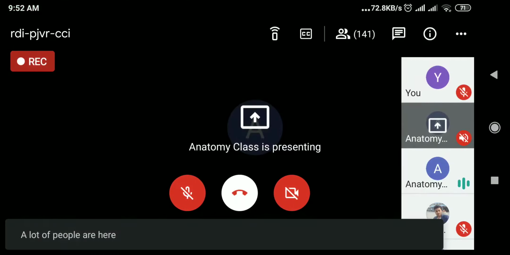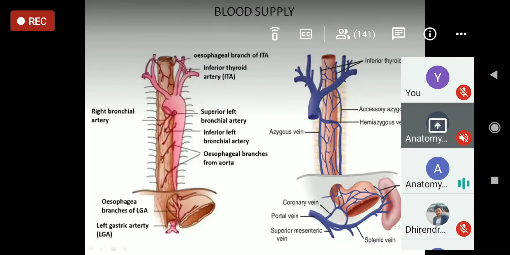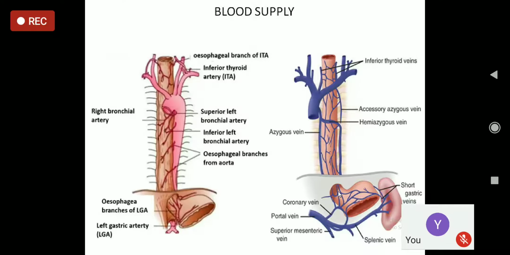anastomosing with the portal vein. So this is one of the sites of portocaval anastomosis, which has clinical significance, which will come later in the clinical note. I hope all of you are clear now.